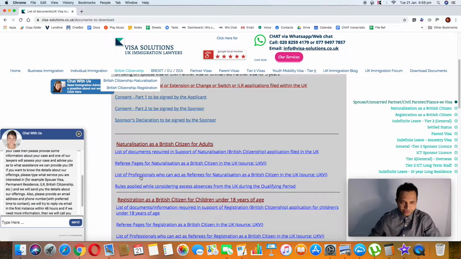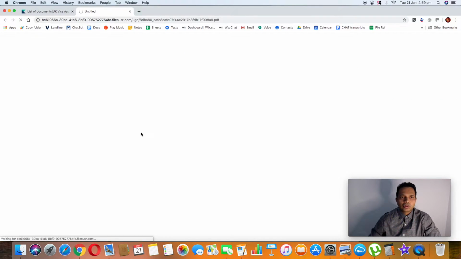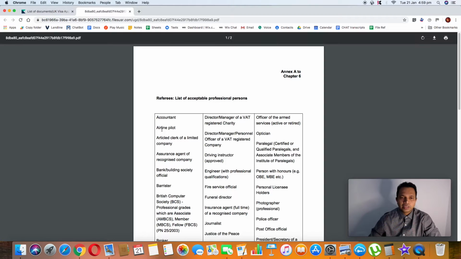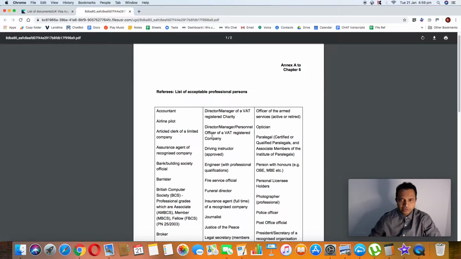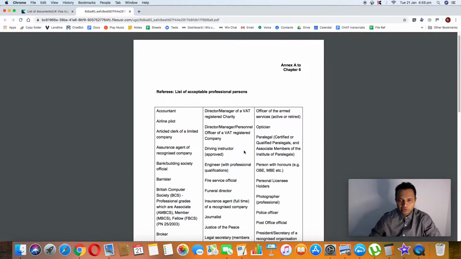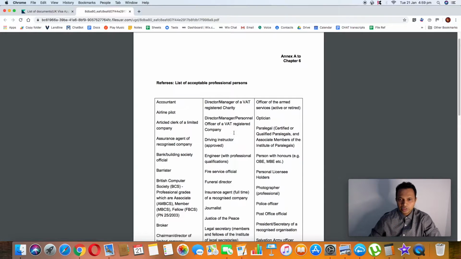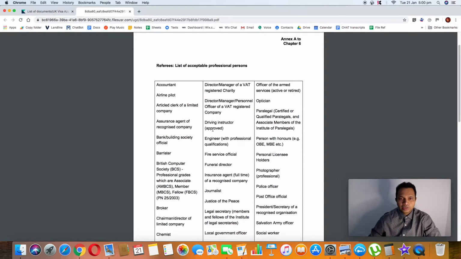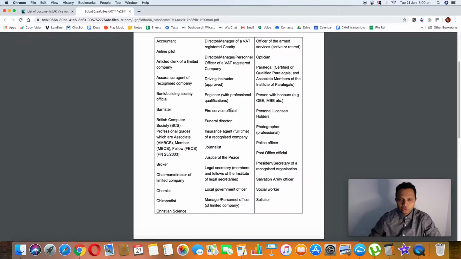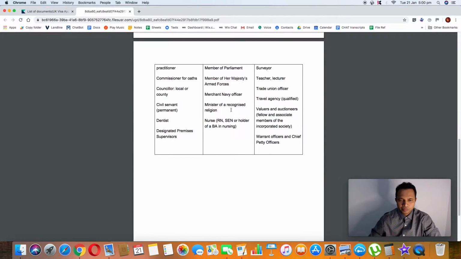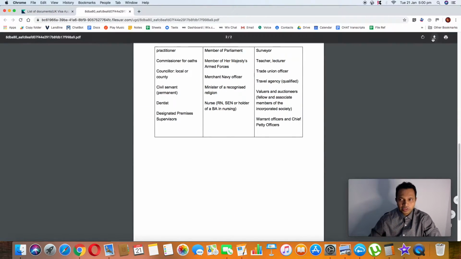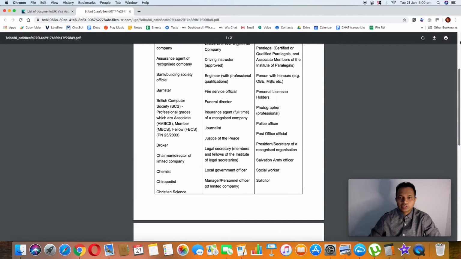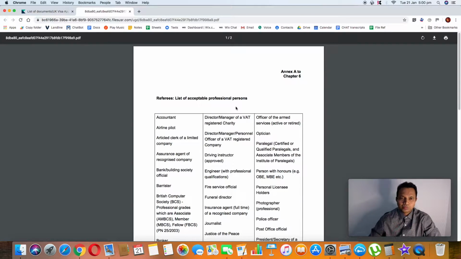The next document is the list of professionals who can act as referees. It is a common misconception among clients that only specific individuals like lawyers and accountants can act as referees. However, there is a long list of professional people who can act as referees. You can download this list. You will definitely find someone on this list to sign on your behalf.